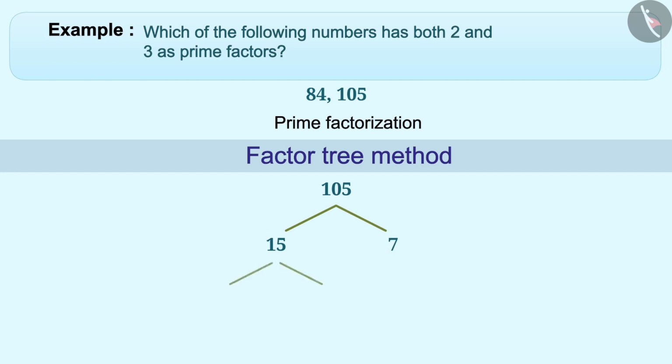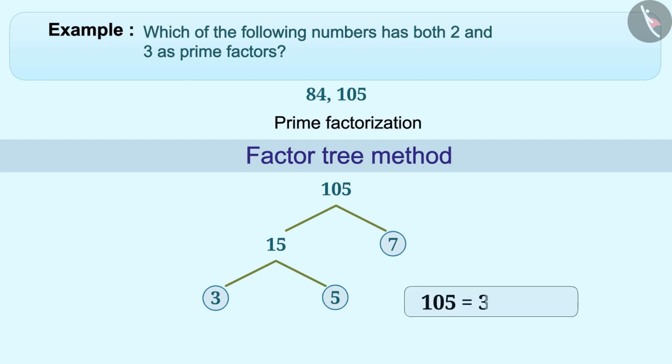Similarly, the factor pair of 15 is 3 and 5. Since there are prime numbers at the end of all branches, we can say that the factor tree of 105 is complete. Therefore, we can express 105 as 3 multiplied by 5 multiplied by 7.